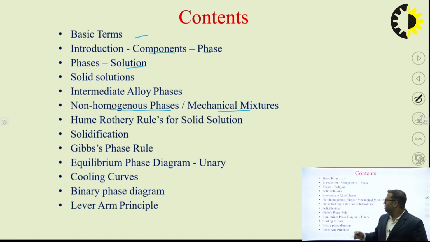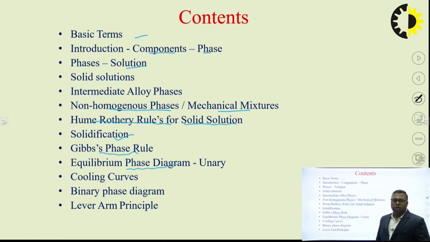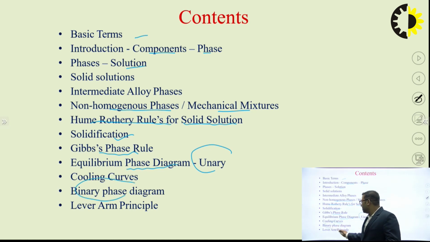Moving further, we will study the Hume-Rothery rule, which is used for solid solutions when we have to join two different metals and form a compound. After that, we will study the different solidification methods, Gibbs phase rule, and the equilibrium phase diagram. The equilibrium phase diagram is divided into two types: one is the unary phase diagram and the second is the binary phase diagram.